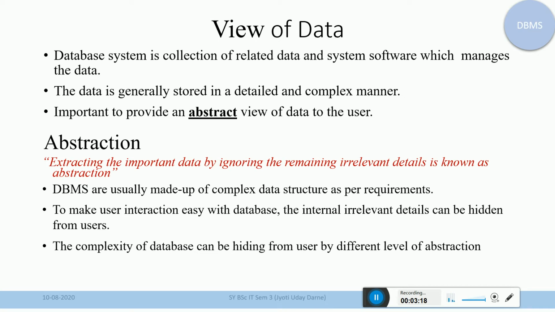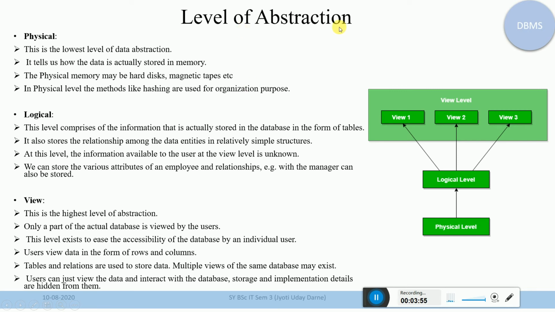Now databases are usually made up of complex data structures, that means the constraints, data types, etc. as per requirements. To make user interaction with the database easy, the internal irrelevant details can be hidden from the user. That means the structure of how we are going to store the data in the database. Now see, the complexity of the database can be hidden from the user by different levels of abstraction. So there are several levels of abstraction present in this topic. Now here we are seeing the levels of abstraction.